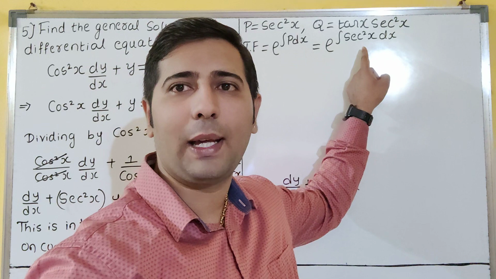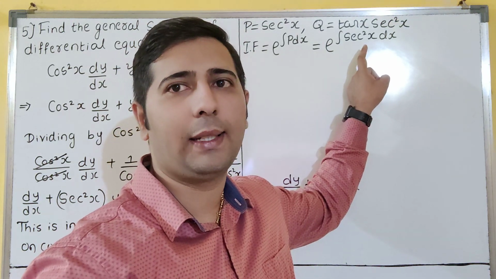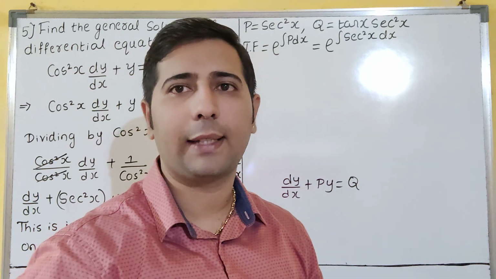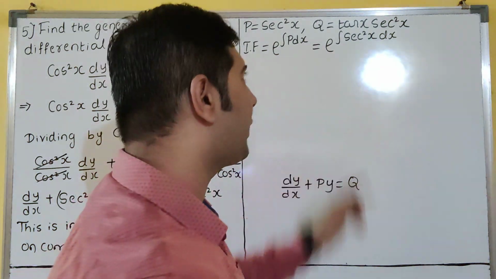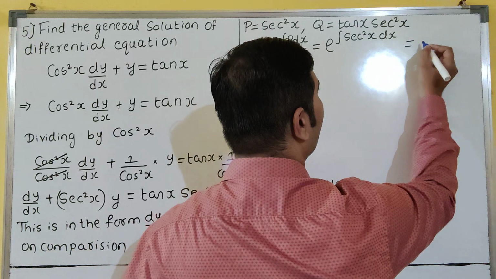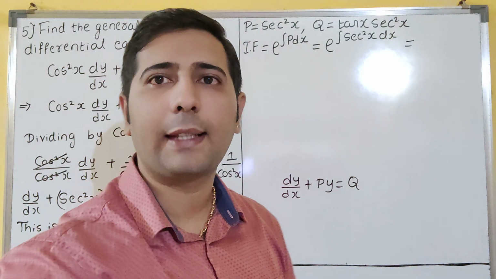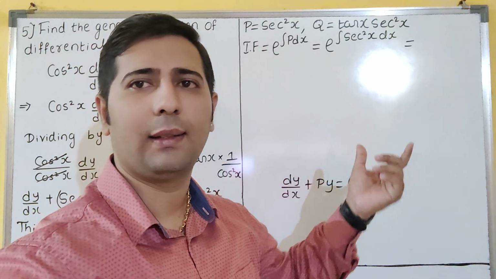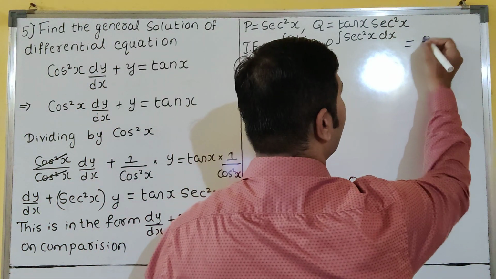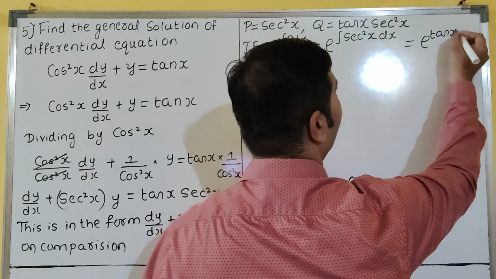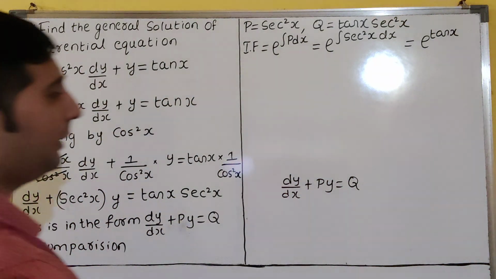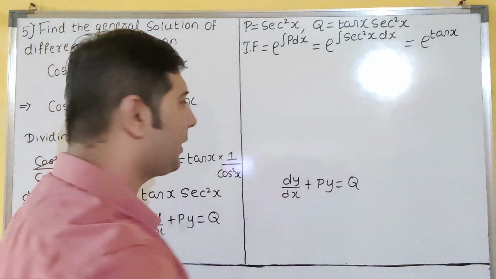Integration of sec square x. Many of you will forget. Tan x derivative, no? Tan x derivative is what? Sec square x. So sec square x integration is tan x, dear students. Tan x derivative is sec square x, so its integration is the reverse, tan x, that's all. So now e raised to tan x. Understood? So now IF I got e raised to tan x. So this is not required, I will erase, dear students.